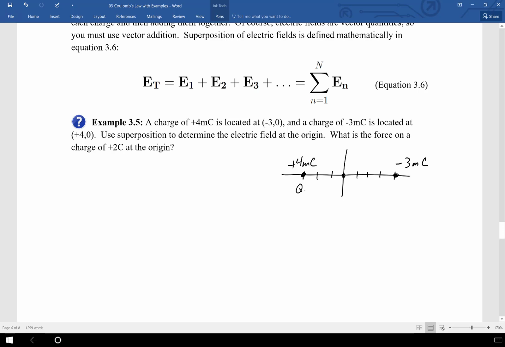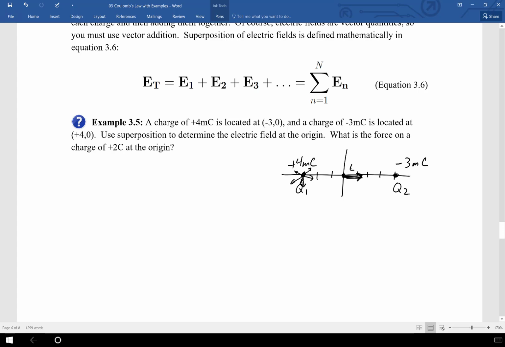Well, let's call this Q1, and let's call this Q2, and let's think about what is going to happen at the origin due to Q1. Q1 is a positive charge, and we therefore know that the electric field is pointing away from it in all the different directions, including at the origin where this electric field is going to point away.